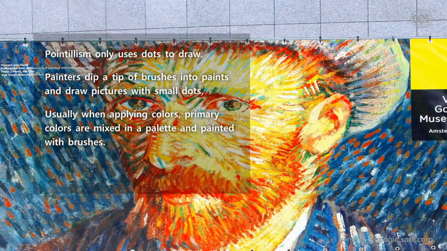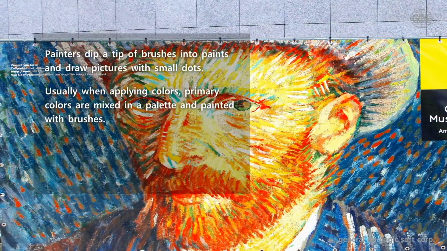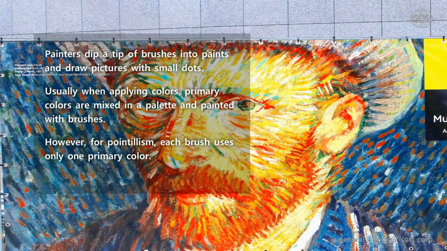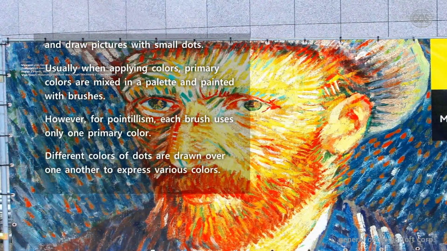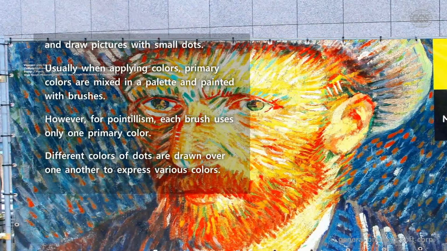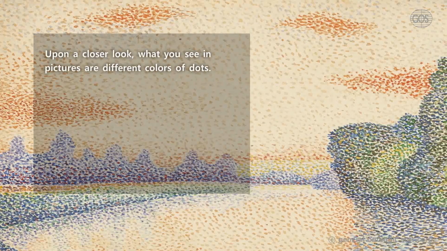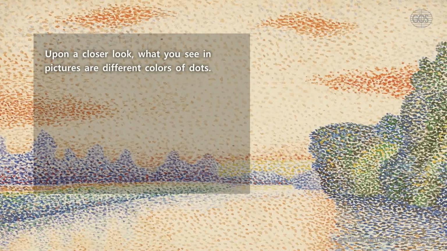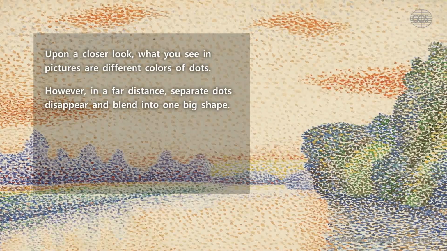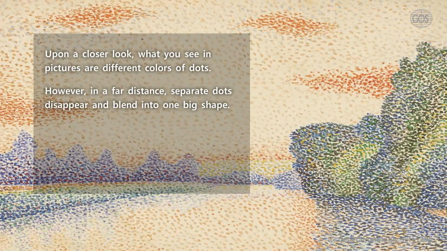Usually when applying colors, primary colors are mixed in a palette and painted with brushes. However, for pointillism, each brush uses only one primary color. Different colors of dots are drawn over one another to express various colors. Upon a closer look, what you see in pictures are different colors of dots. However, in a far distance, separate dots disappear and blend into one big shape.